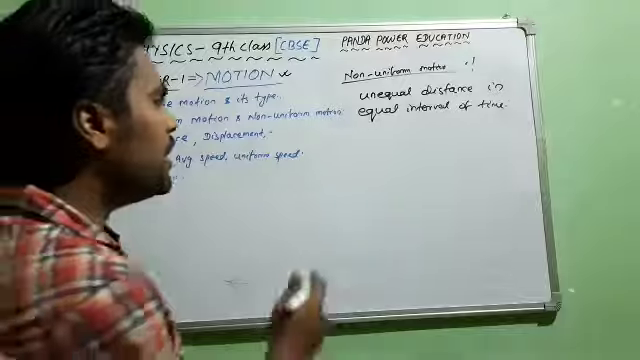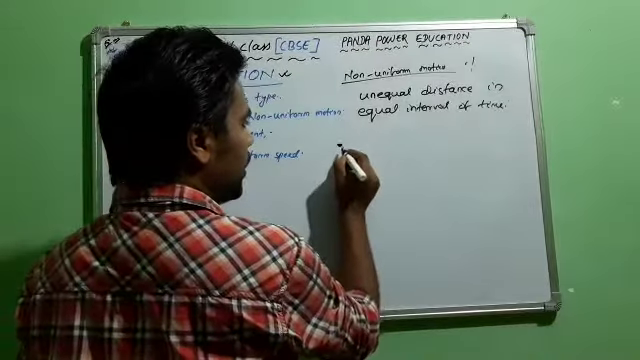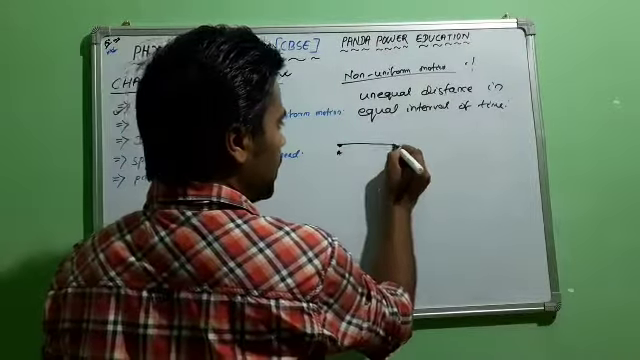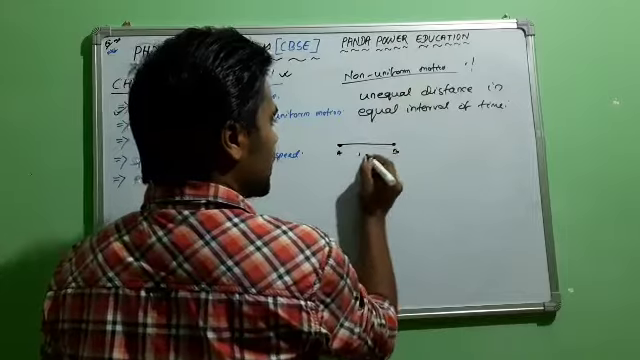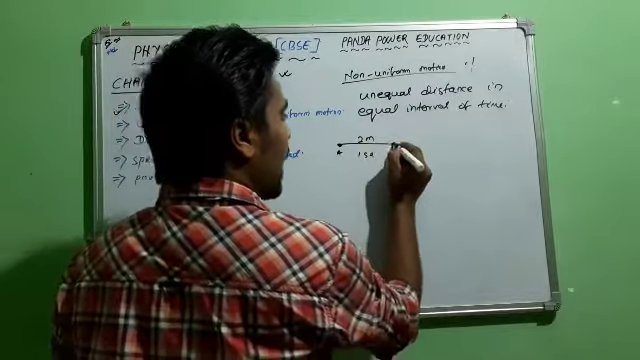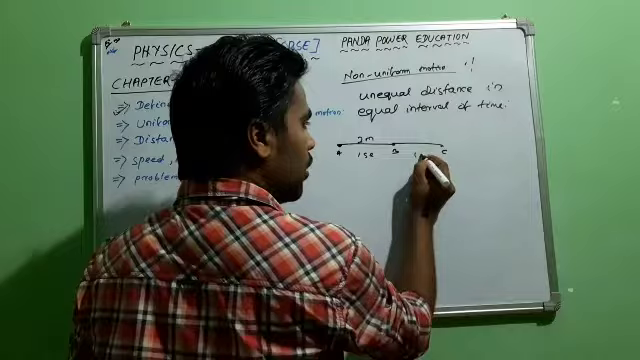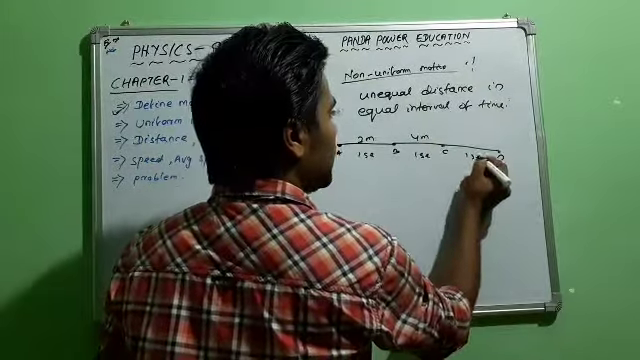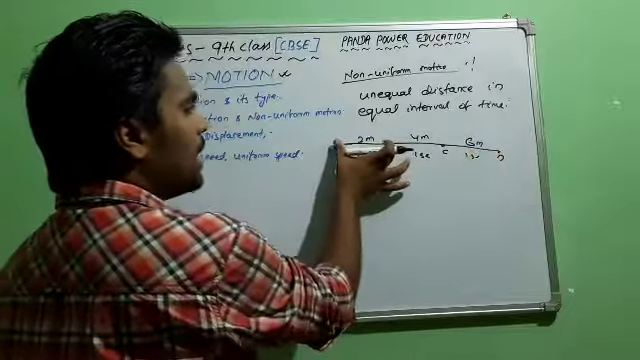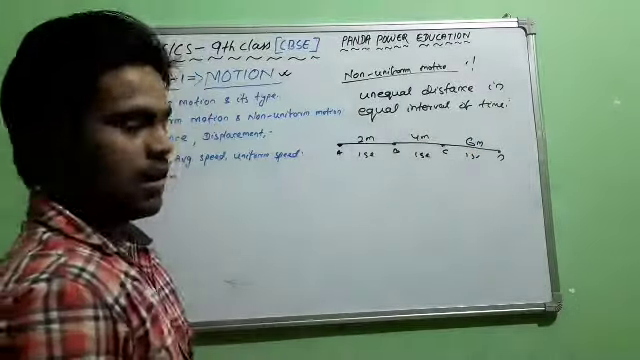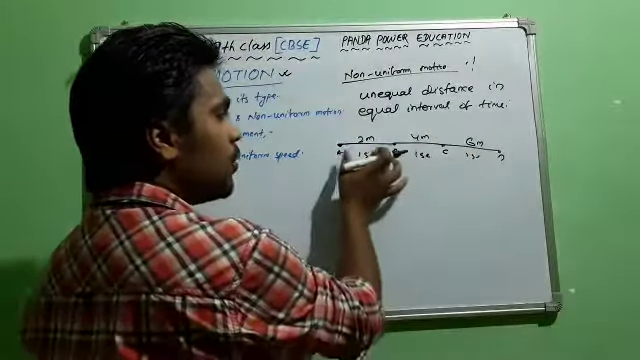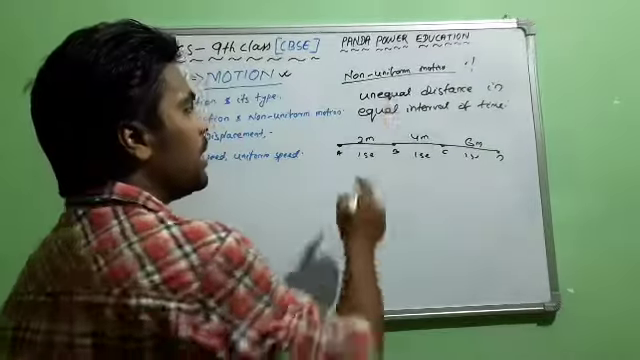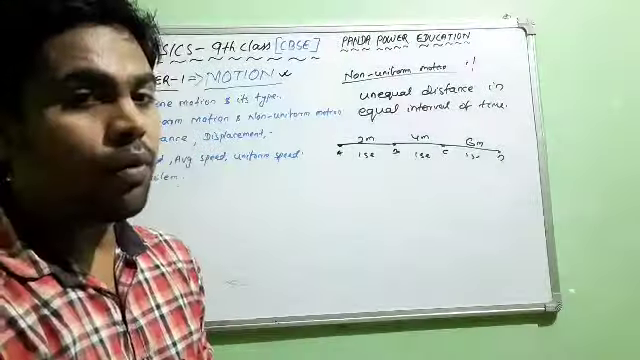Got it? That means, I am telling a body travels A to B in 1 second, that is 2 meter. In another 1 second, it is 4 meter. In another 1 second, it is 6 meter. Then the distance is unequal, but the time interval is equal. Then it is called non-uniform motion.